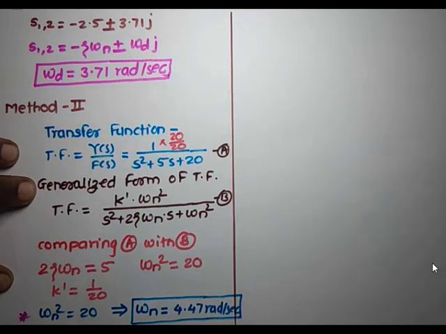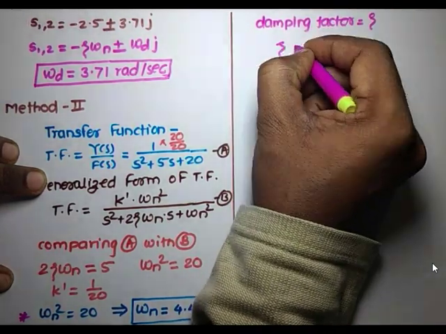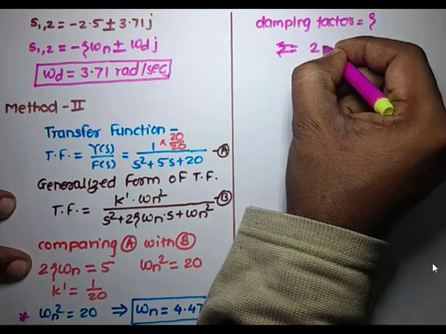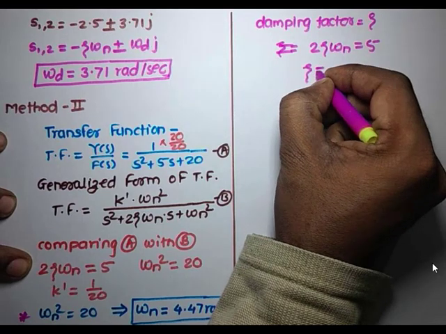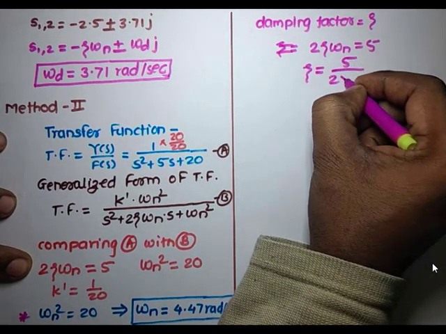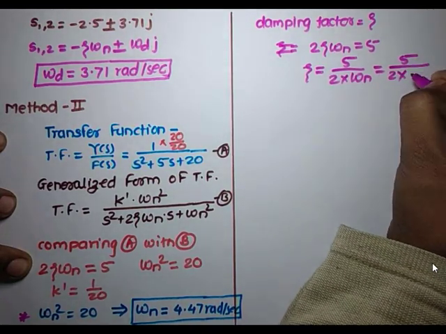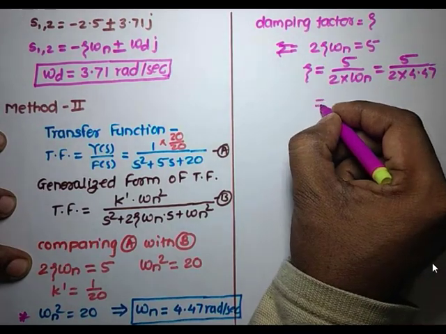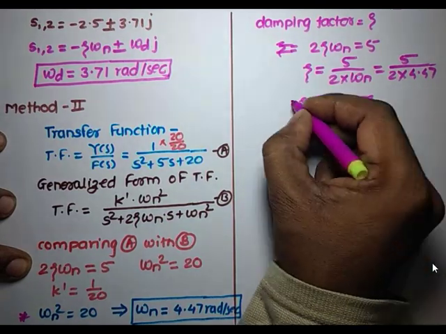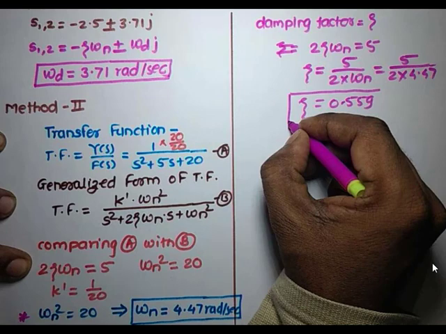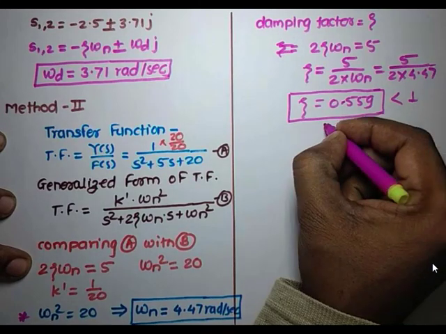And the second answer is to get the damping factor. So damping factor zeta: from the relation 2 zeta omega n is equal to 5, if I rewrite this equation, zeta is equal to 5 upon 2 into omega n. We know that omega n is 4.47. So if you solve this, you'll get zeta value equal to 0.559. This is a unitless quantity. Here you can also understand it's less than 1, so it is an underdamped system.